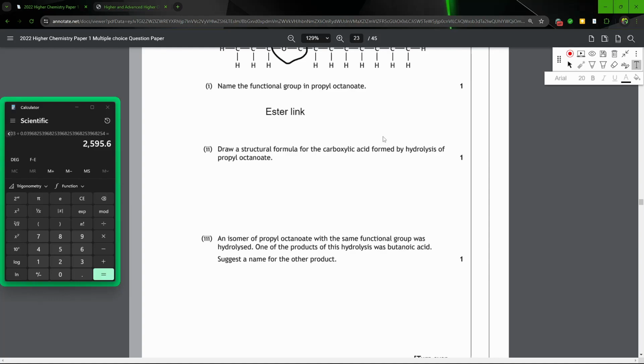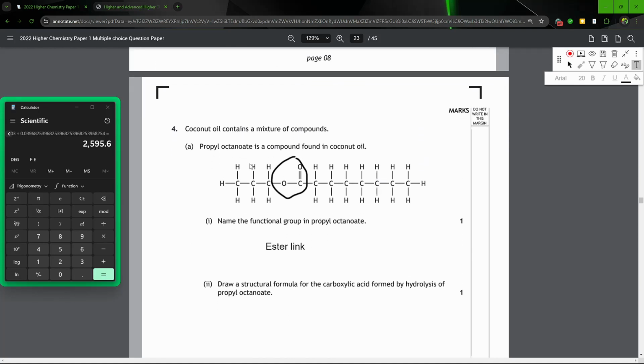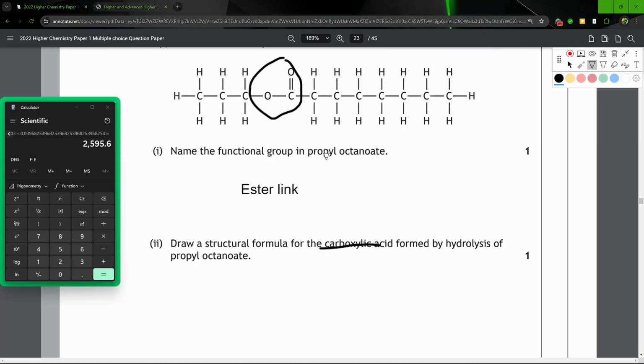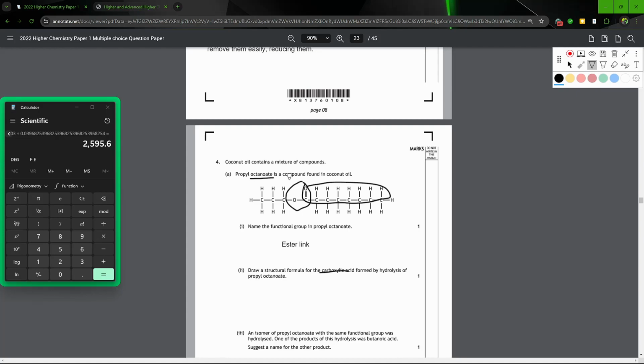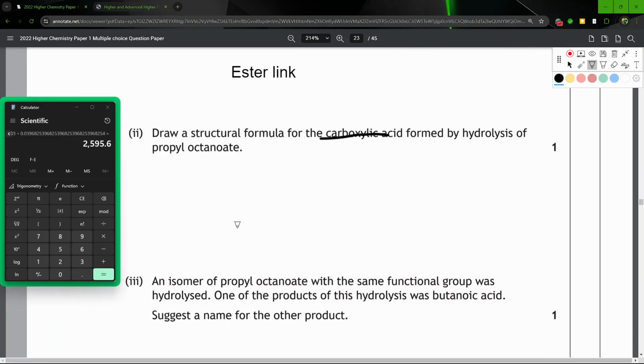Draw a structural formula for the carboxylic acid formed by hydrolysis of propyl octanoate. And two ways you can do this. You can have a look at the diagram and use the name, but basically we're going to find the carboxylic acid is the side with the double bonded oxygen, and as you can clearly see here, it's going to be this one here. We can check using the name because the carboxylic acid is going to be the second one, the octanoate, and that's 1, 2, 3, 4, 5, 6, 7, 8 carbon atoms. Okay, so that means we've got to write octanoic acid. So let's go and get writing.